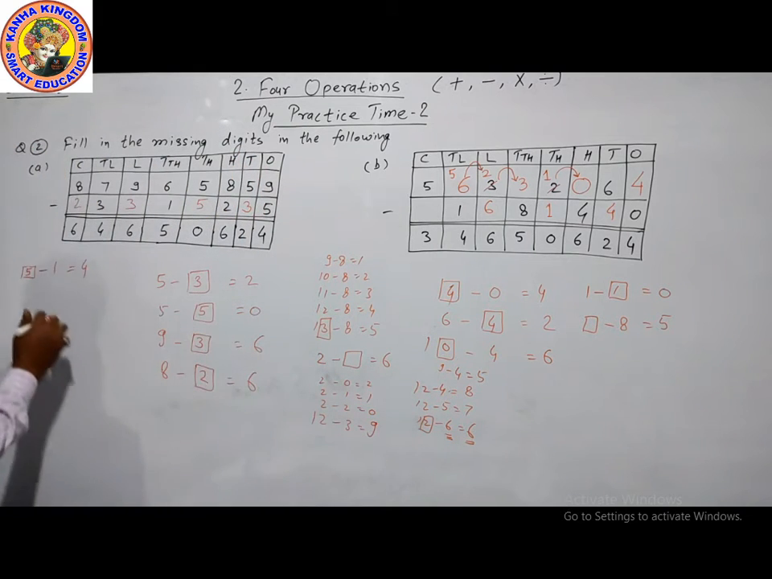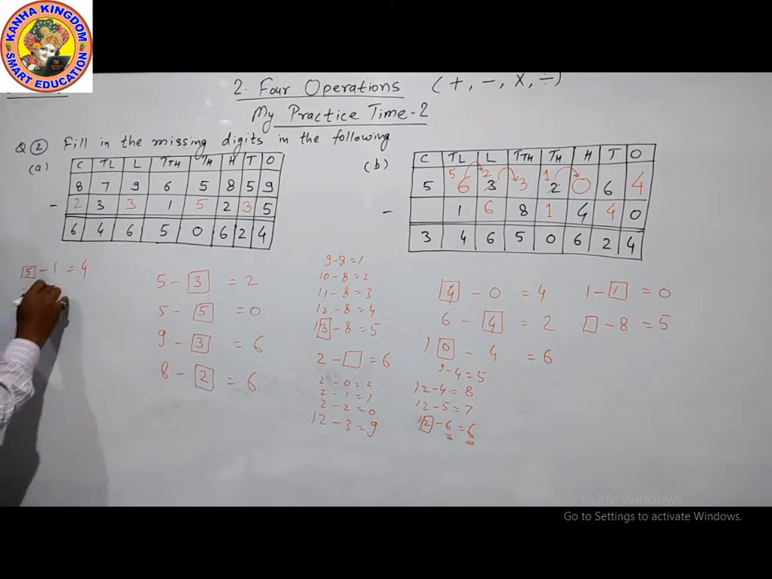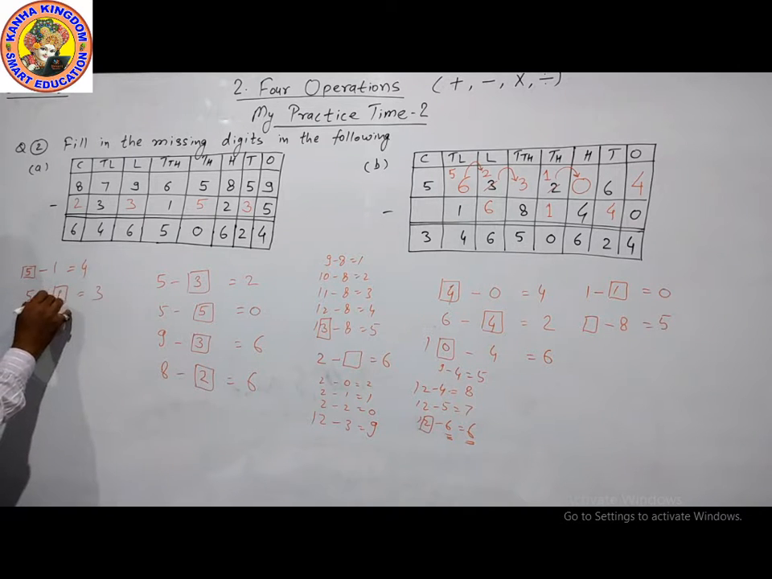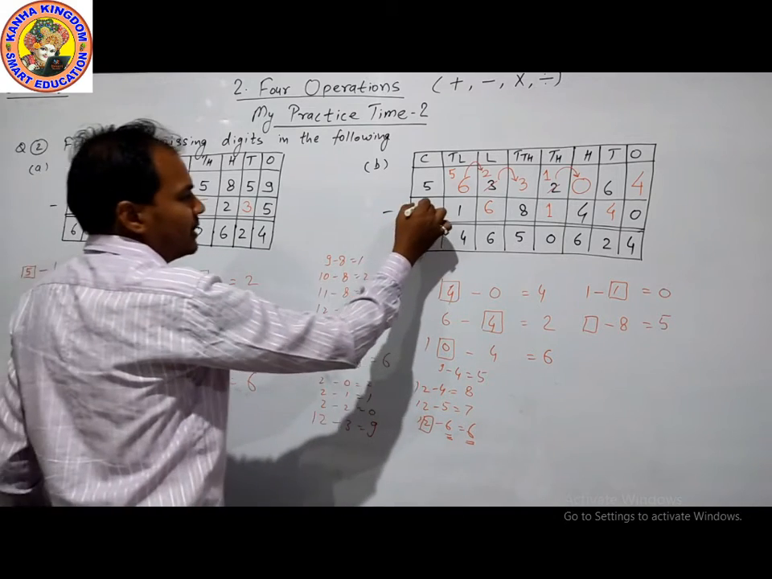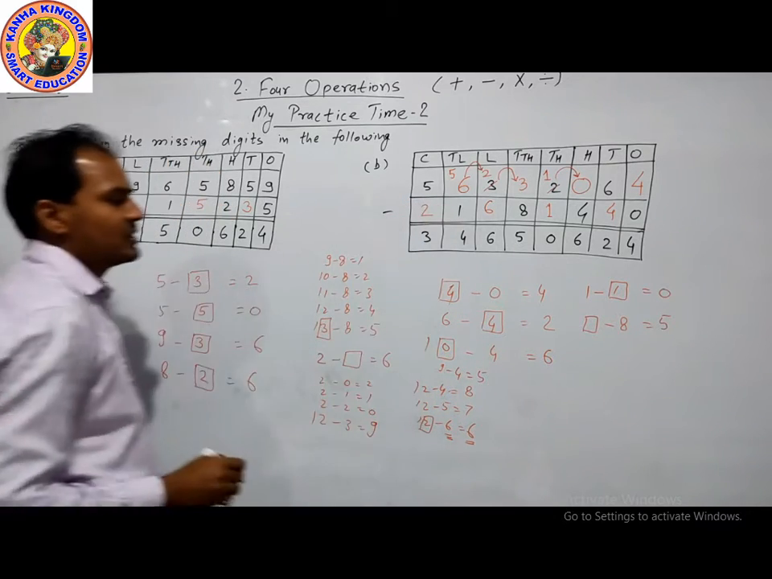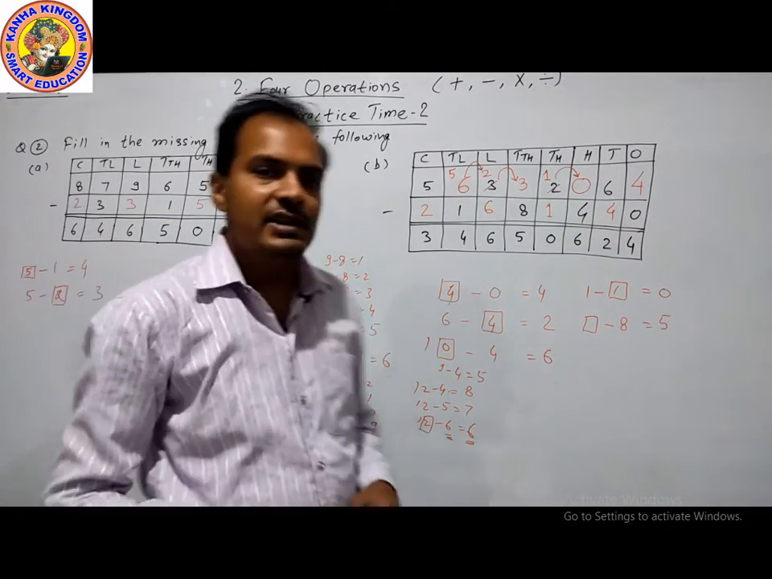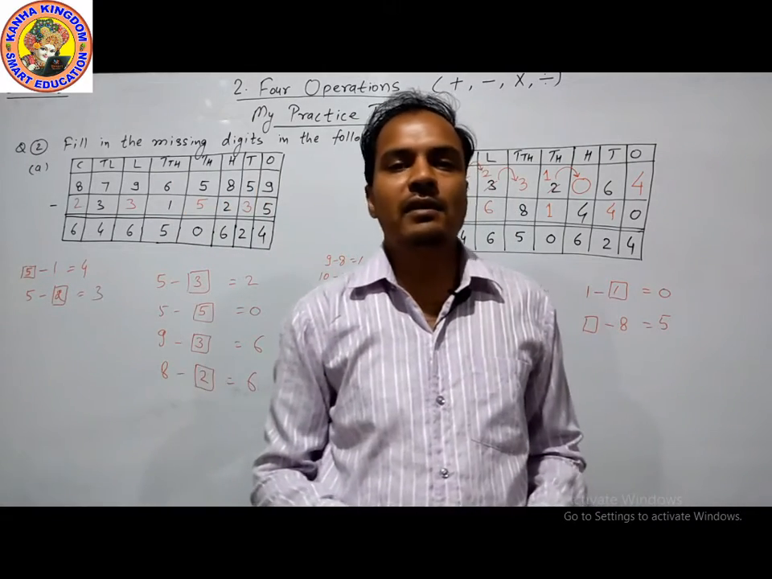Now taking the last one. 5 minus something and get 3. We know that 5 minus 2 is equal to 3. Here is 2. This is our answer. You can take a screenshot of this. We will move to our next part.